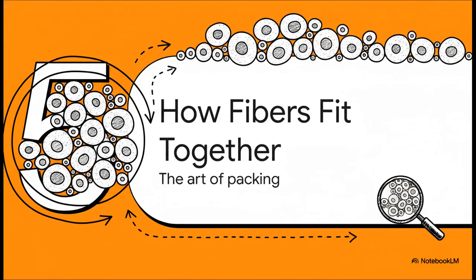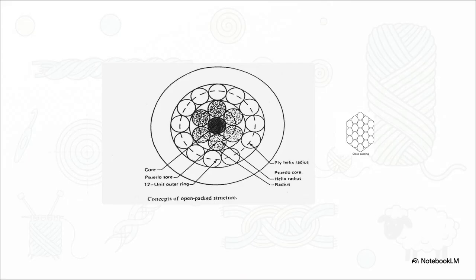All right, for our last section, we're going to zoom in one final time. We've seen the spiral path the fibers take along the yarn's length, so now let's slice it open and look at a cross-section to see how they all fit together side by side. This is all about the art of packing. This image is perfect because it shows a cross-section of the two main ways fibers can be arranged. Over on the left, you've got open packing, which is a lot looser, and then on the right, you have close packing, which is a much tighter, more efficient honeycomb structure.